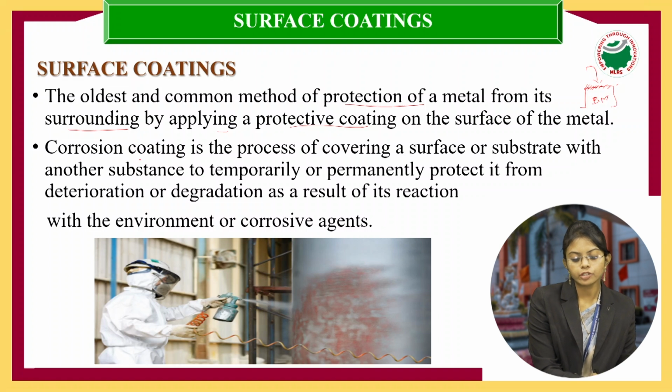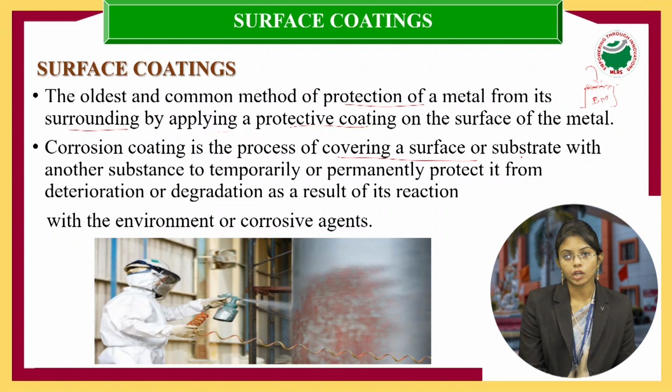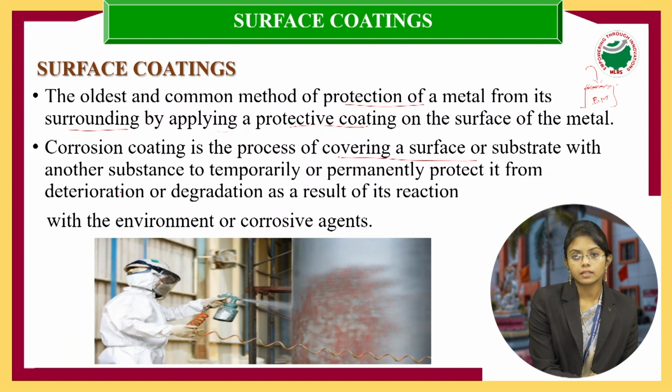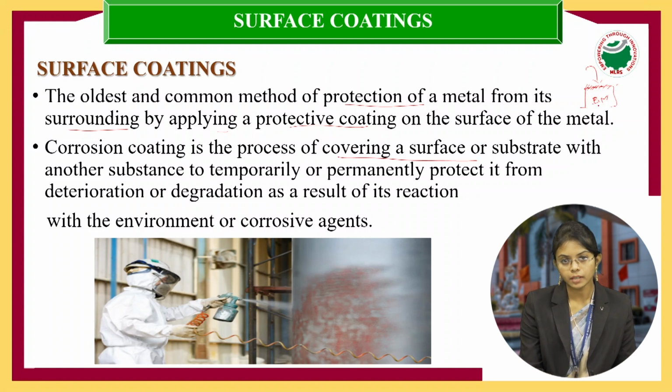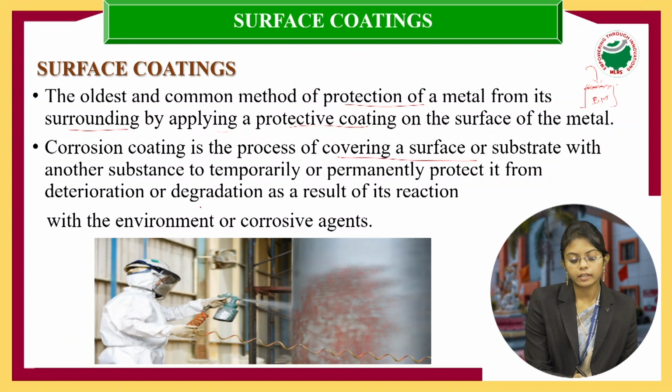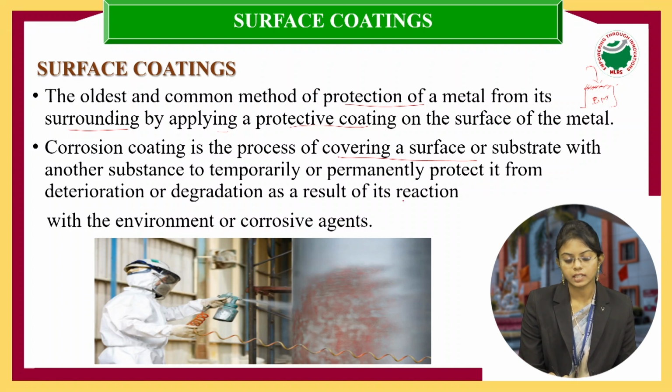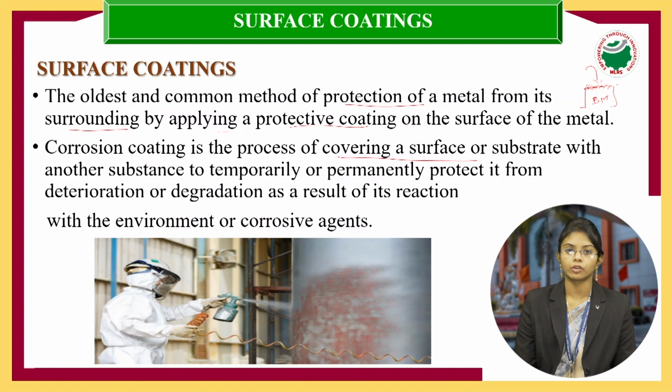Now, corrosion coating is a process of covering a surface or substrate with another substance. As I said, the base metal we are going to coat with a protective metal, temporarily or permanently. This will protect it from the degradation of the metal as a result of its reaction with the environment or the corrosive agents.